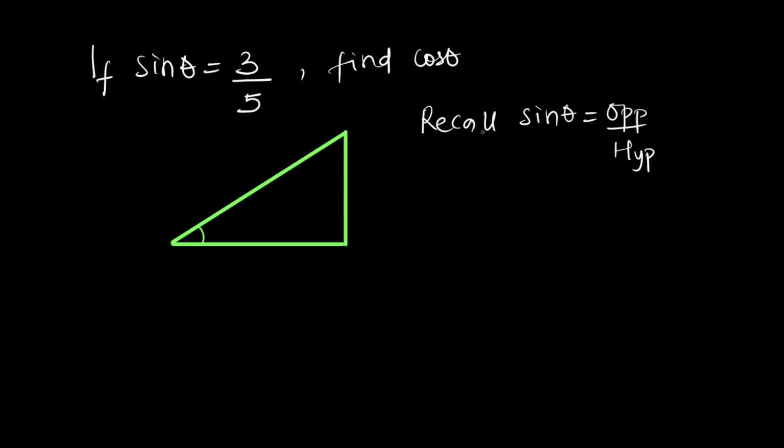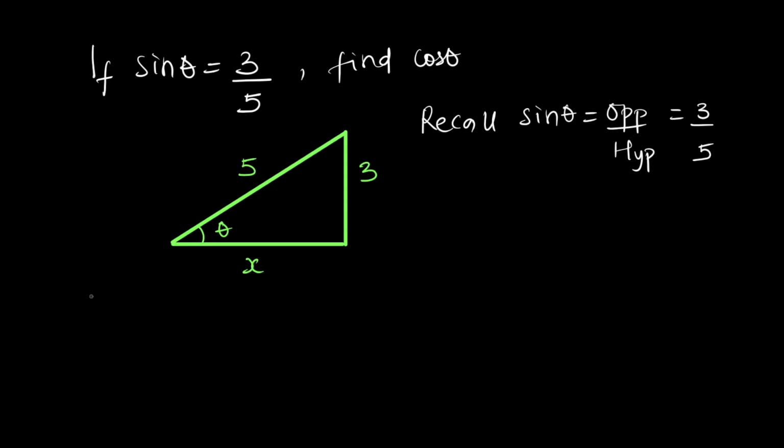The opposite here is given to be 3 in the numerator from the question, while our hypotenuse, the longest side, is given to be 5 from the question. It means that the opposite is 3, while the longest side, the hypotenuse, is 5. Now we are going to find the adjacent, which will enable us to find our cos theta.